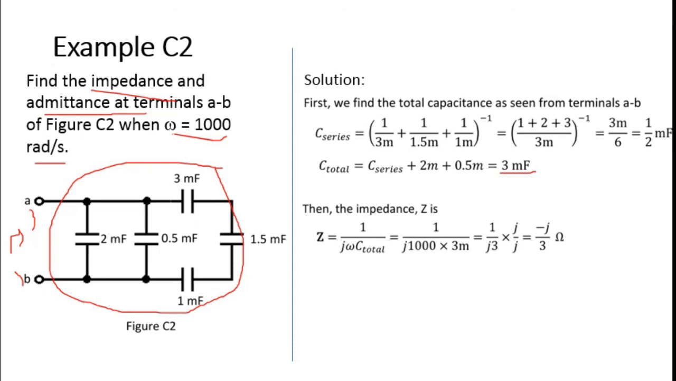Once we have calculated the value of C total, we can apply the formula to find the impedance, as seen from terminals A-B, that is Z equals 1 over j omega C total. Substitute the values, we get Z equals -j 1/3 ohms. Finally, we can find the admittance, as seen from terminals A-B. The admittance formula for a capacitor is given by Y equals j omega C total. Key in the values into the equation, we get Y equals j3 Siemens.